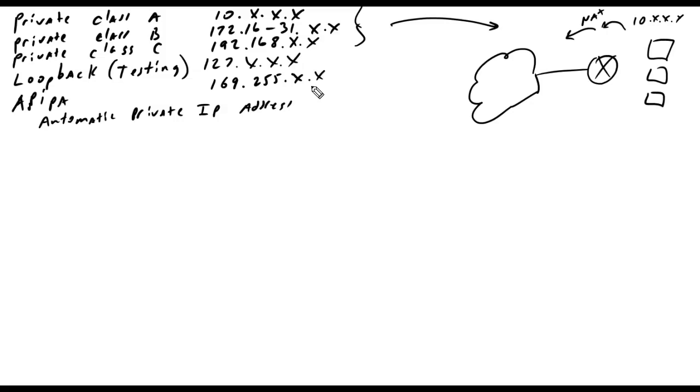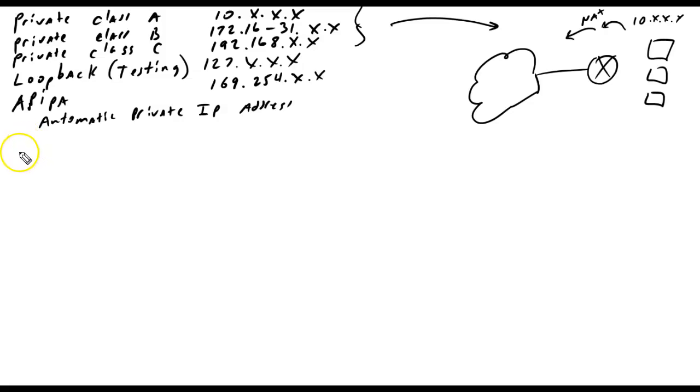So just be aware, if you ever see a 169.254, and I said 255, I miswrote that, should be 254, then you know immediately that the computer will not go out on the internet, and it's probably going to have trouble talking even to its local network because it probably didn't get a DHCP server or wasn't assigned a manual IP address.